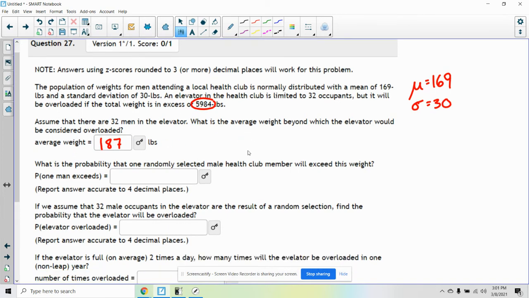So this says, what is the probability that one randomly selected male health club member will exceed this weight? So the probability that one male will be more than 187. So they're normally distributed, remember. I'm going to draw my curve over here with a mean of 169. I want to know what's the probability, here's 187, of them being larger than that. So I'm looking for that area.